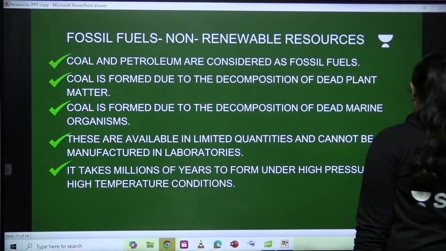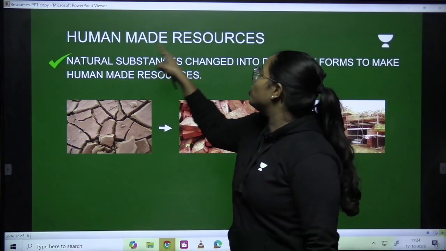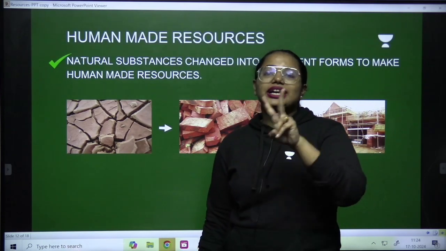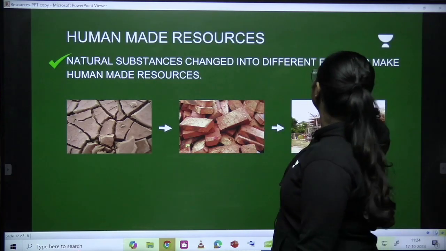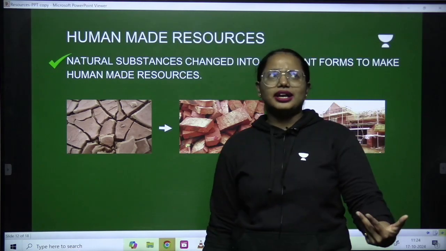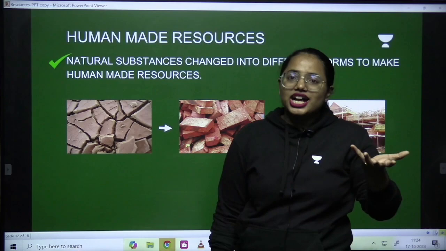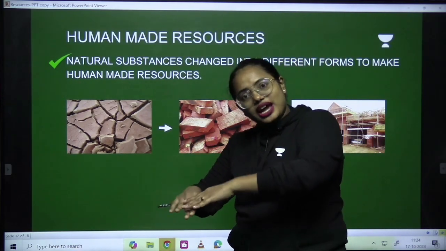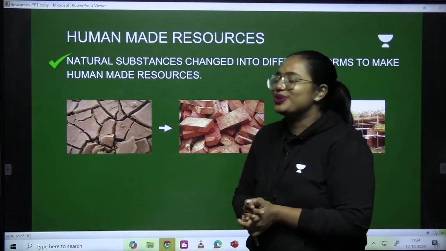And now we are moving towards the next one. Look at it. It's all about the second type of resource, human-made resources. Clear? This is the second type, under the types of resources. So natural substances are changed into different forms to make human-made resources. How? Human-made means it is artificial. We have just taken a natural thing and converted it into something else so that we can use it for some other purposes. That is the basic idea that you need to consider here.